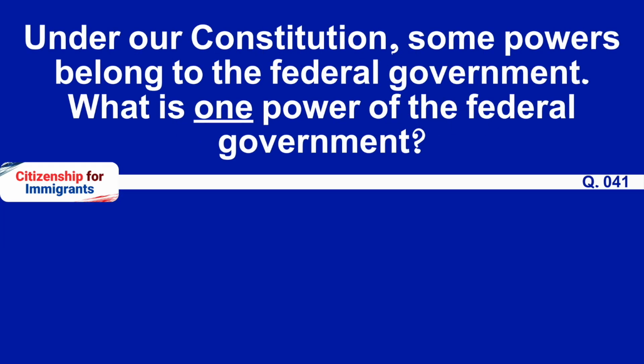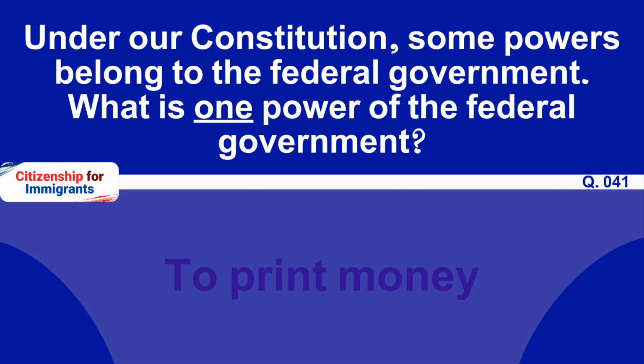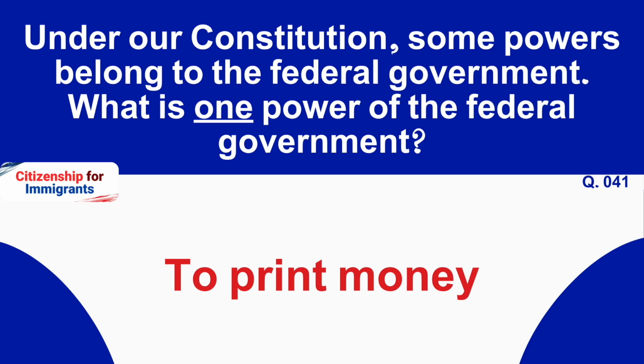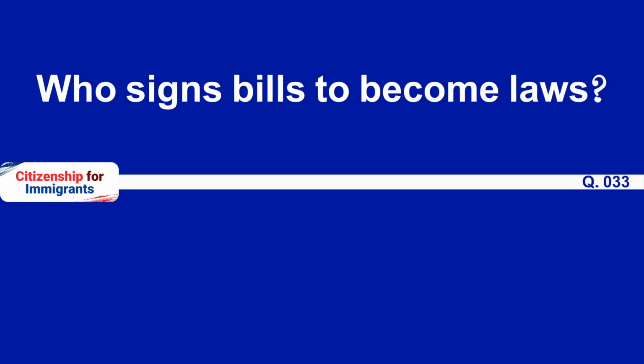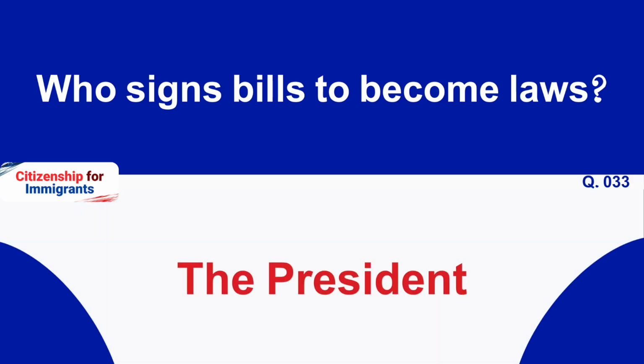Under our Constitution, some powers belong to the federal government. What is one power of the federal government? To print money. Who signs bills to become laws? The President.